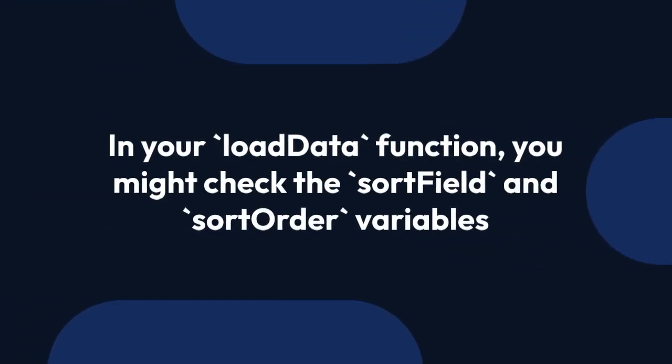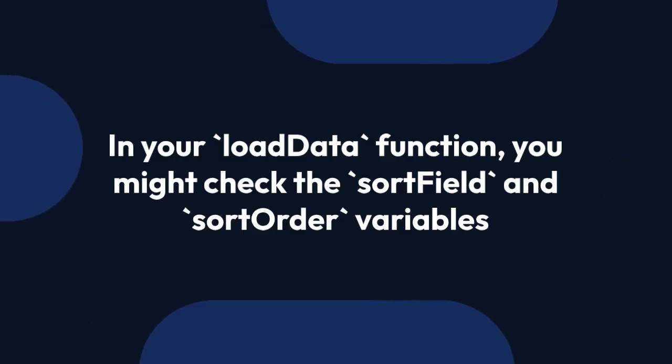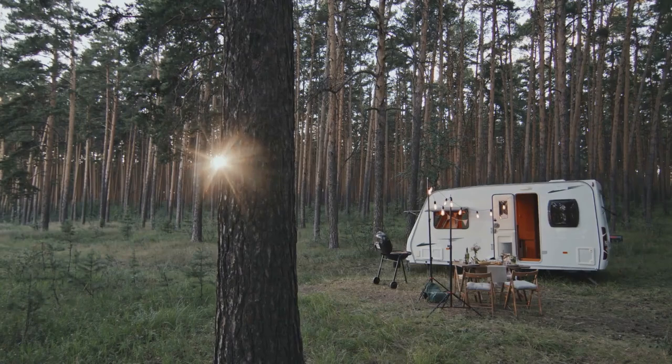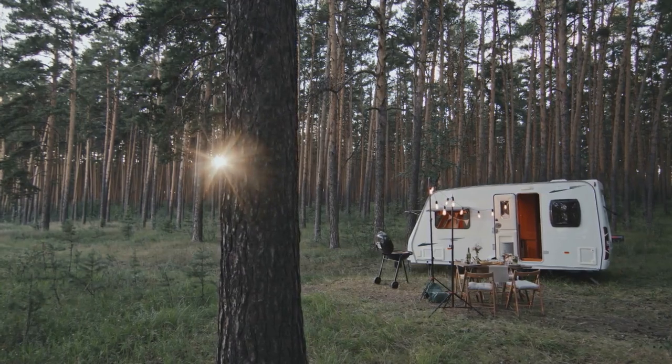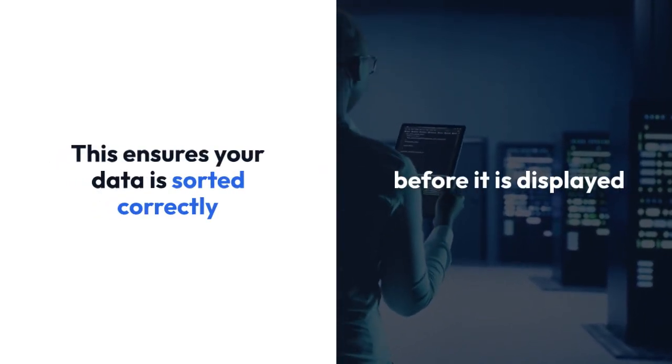4. For example, in your loadData function, you might check the sortField and sortOrder variables, and use these values to construct your query parameters to your server-side API. This ensures your data is sorted correctly before it is displayed.